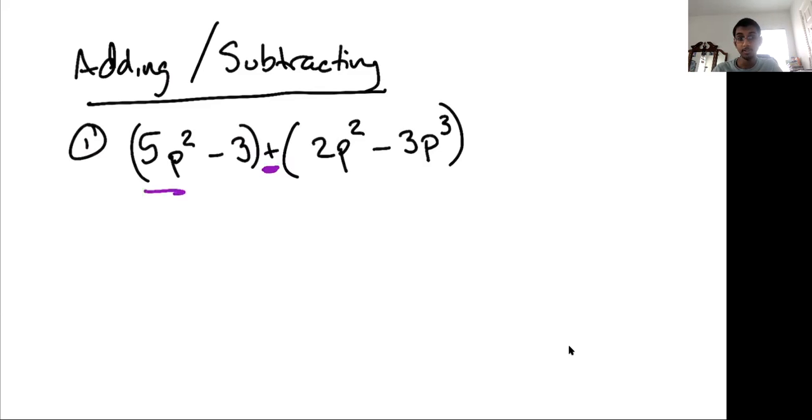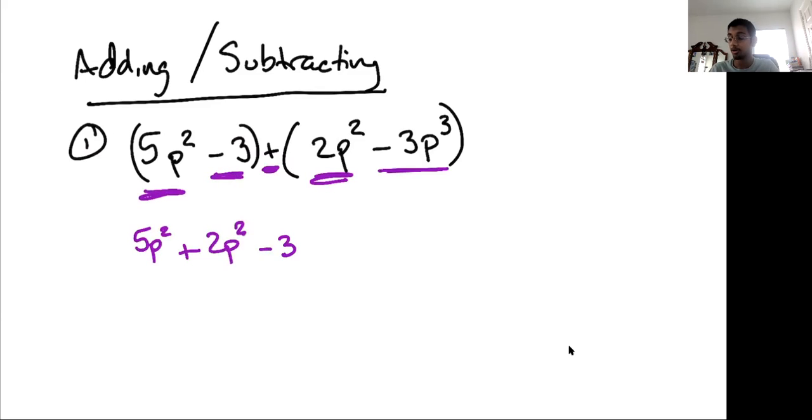We take our 5p squared, and we take our 2p squared, because these are like terms, so we can add those up together. Then we have our next term right here. We have negative 3, so I'll do minus 3. And then we have another term right here, completely different, negative 3p cubed. So we'll put a negative 3p cubed.